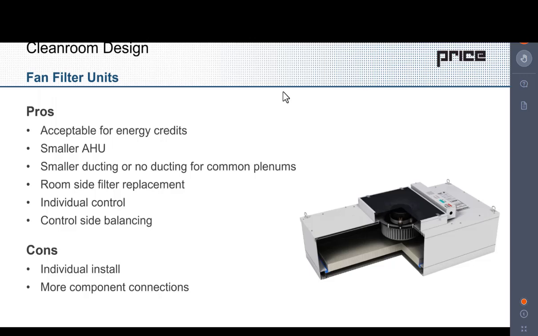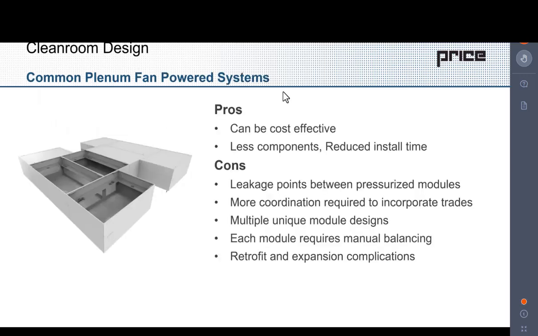and you're going to have more components and more component connections. The newest and final system that we're seeing in this industry is common plenum fan-powered systems. Now, this is effectively multiple fan filter units connected with a common plenum with a much larger motor and fan wheel in order to provide the airflow, but have less components in the space. So the pros of these types of systems is that they can be cost-effective, and again, you have less components, which would reduce your install time, because these are typically installed in blocks, and we can see one block of these systems in the image on the left.